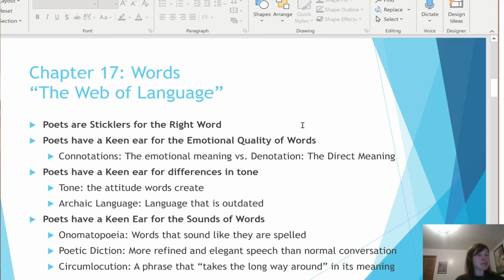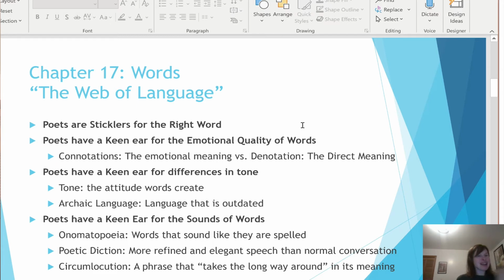And it can make poems hard to understand because it's like we're reading an inside joke that we're not a part of, right? And poets also have a keen ear for the sounds of words. So onomatopoeia, we've talked about that, words that sound like they're spelled. Poetic diction is the more refined and elegant speech. And then there's circumlocution, which is the phrase that takes the long way around.